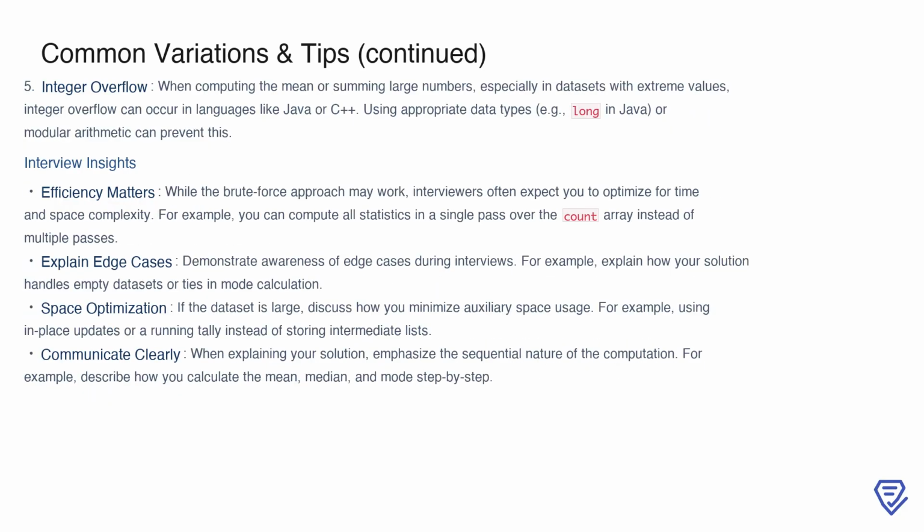Another critical consideration is integer overflow. This is particularly relevant in languages like Java or C++ when working with large datasets containing extreme values. Overflow can occur when summing up large numbers or calculating the mean. To avoid this, use appropriate data types, such as long in Java, or apply modular arithmetic where necessary.